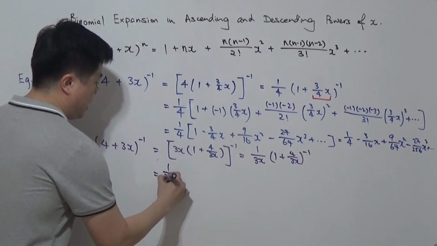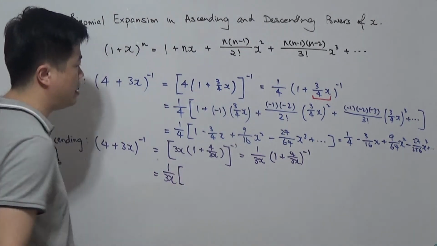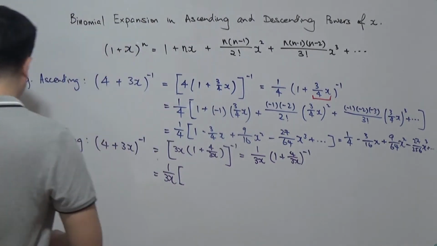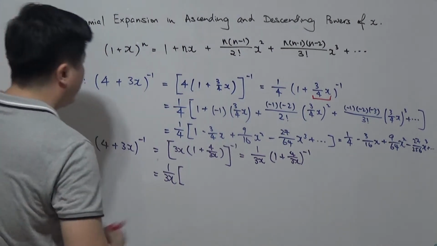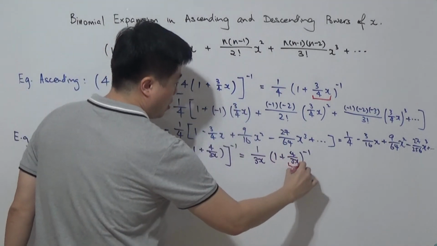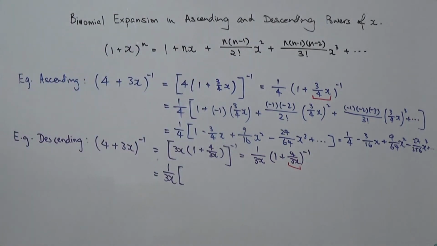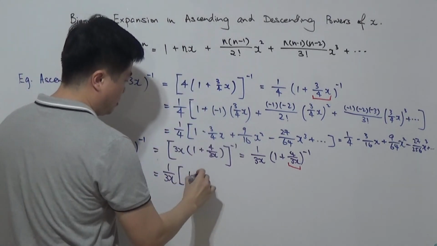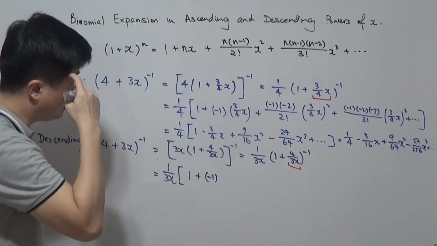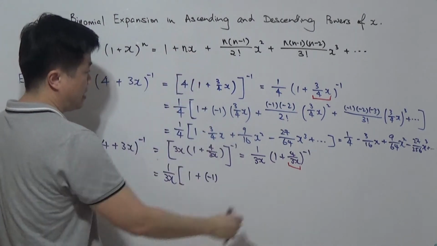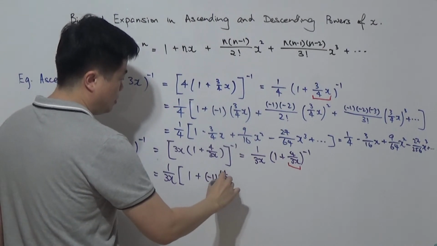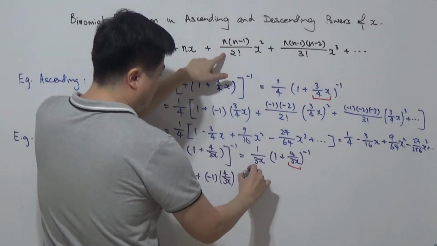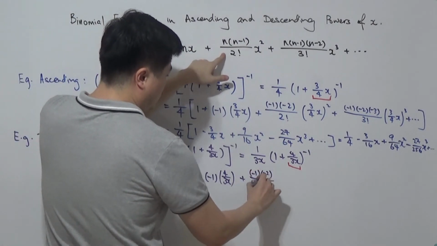So 1 over 3x, okay, let's introduce a square bracket and we're going to expand this inside. So let's start off with this again. So this time round, what we need to replace for x would be 4 over 3x, okay? So 1, okay, doesn't change, and then plus n, so plus minus 1, our n is minus 1, and then x, okay, over here, so in that case it's this guy, which is 4 over 3x, alright? Then next up, we move on to the second one, so it's plus minus 1 times minus 2 over 2 factorial.